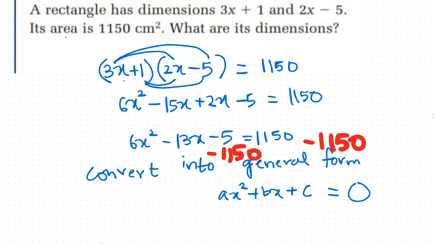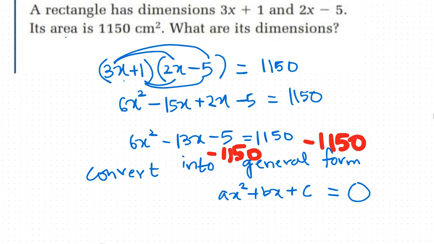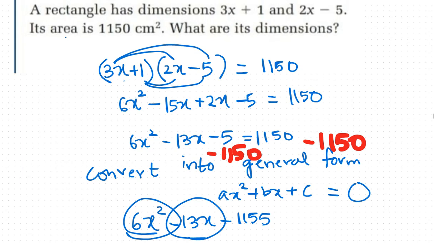So the left side becomes what now? So I have to subtract 1,150 from negative 5, right? Yeah, so I do negative 5 minus 1,150, which is negative 1,155. And 6x squared and negative 13x are as they are. So this is equal to 0.